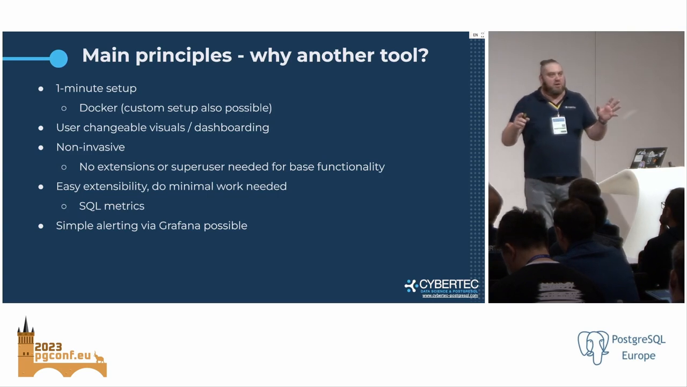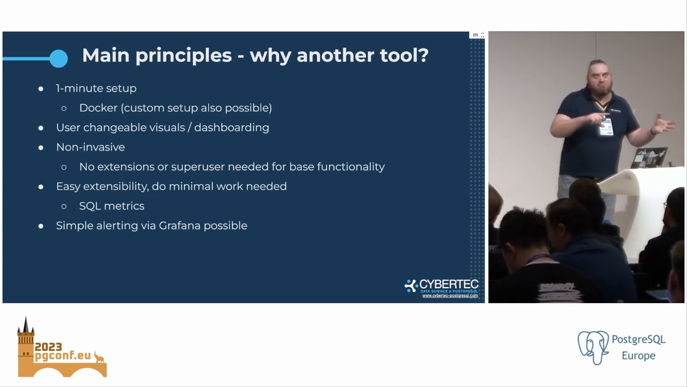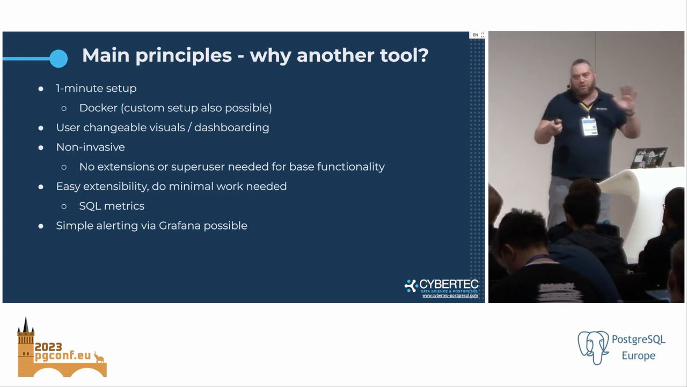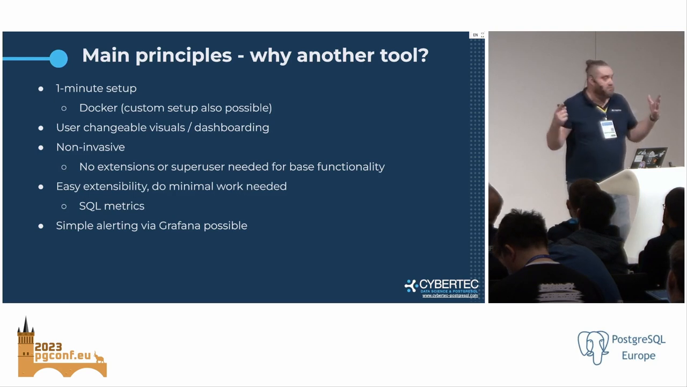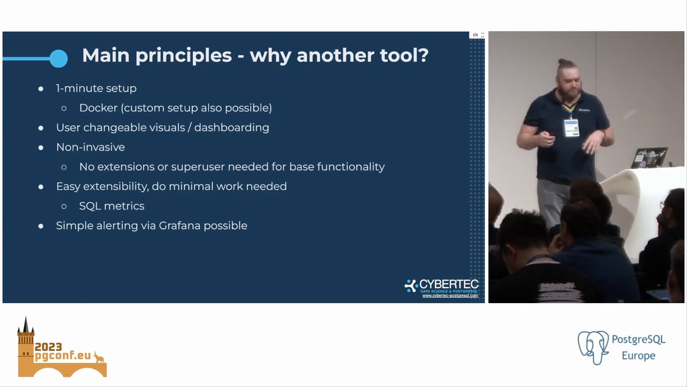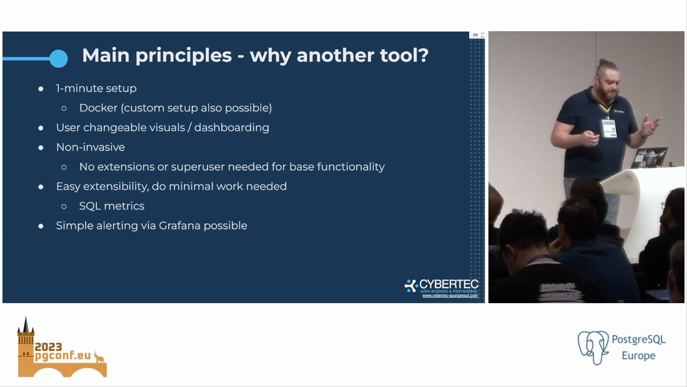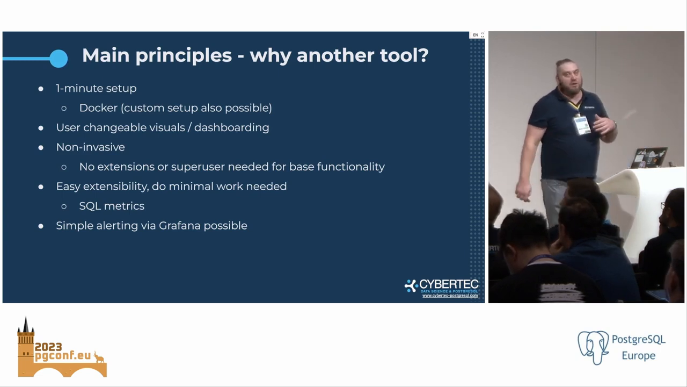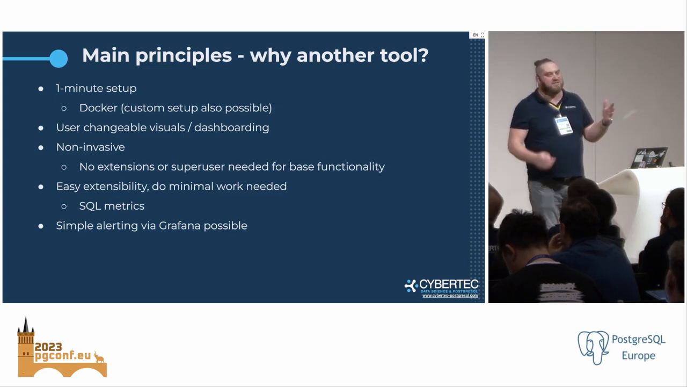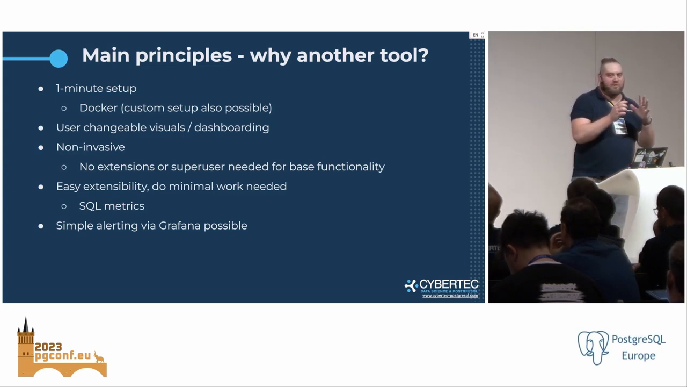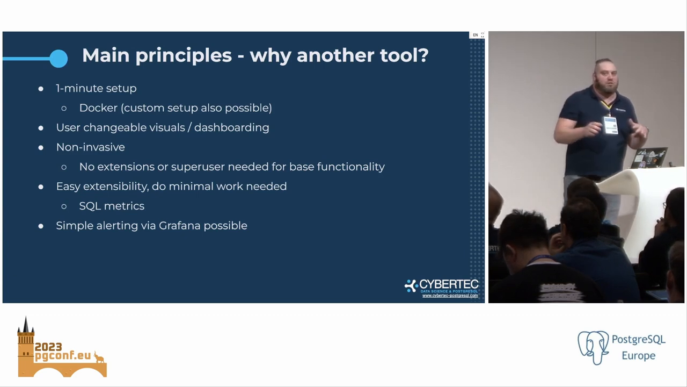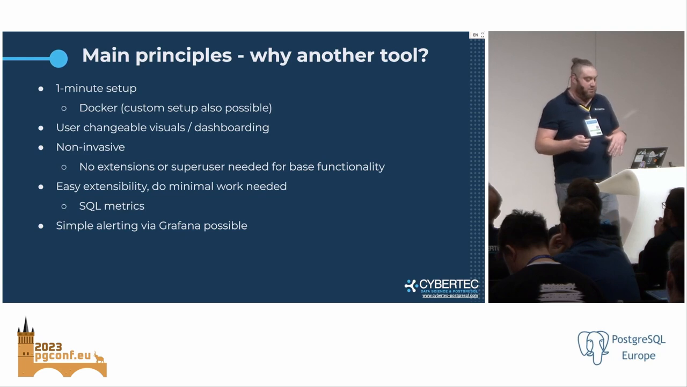Or, for example, if you want to monitor some specific flavor of PostgreSQL, like Timescale or Citus or whatever, and we didn't provide you with the specific metrics, you can add them. And yeah, the frequent question: do we have alerts? An alerting system is not a monitoring system. They're completely different. So we usually say if you want to send alerts, use Grafana for that.